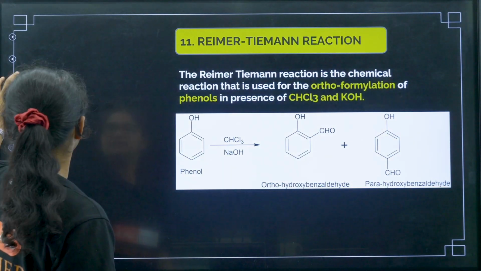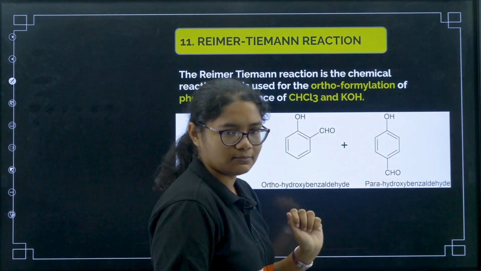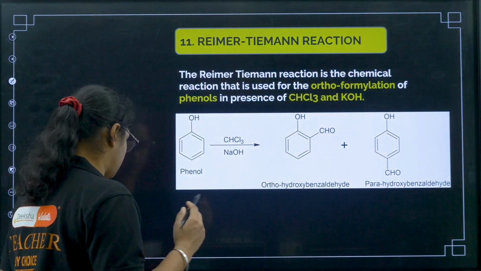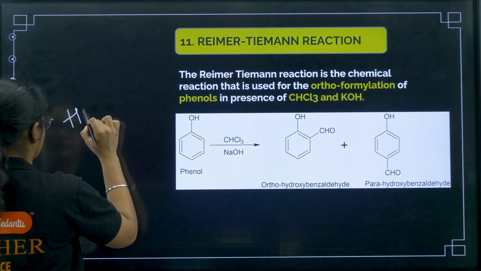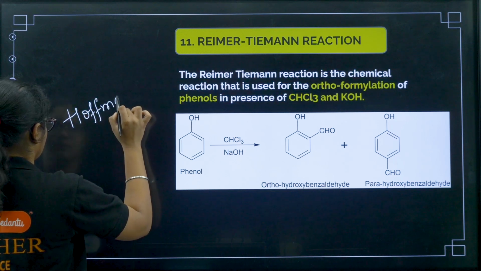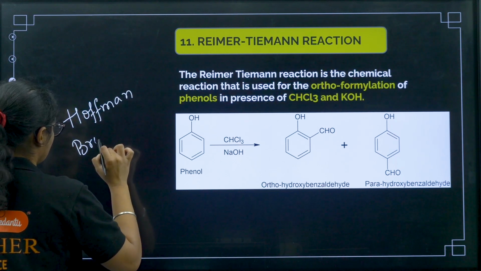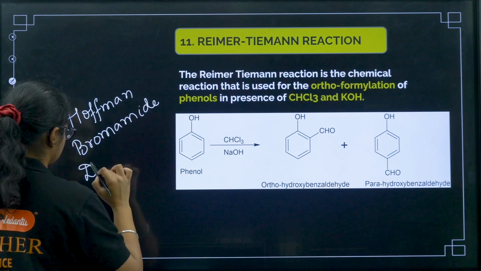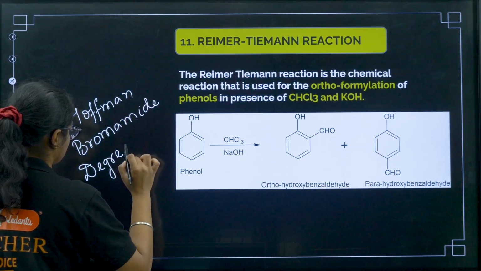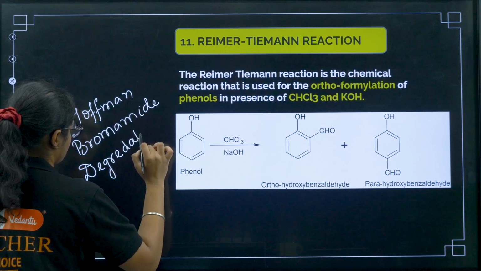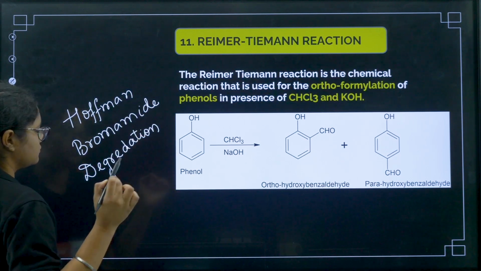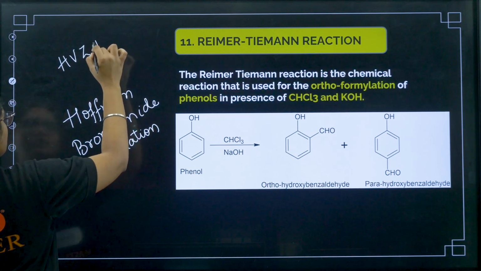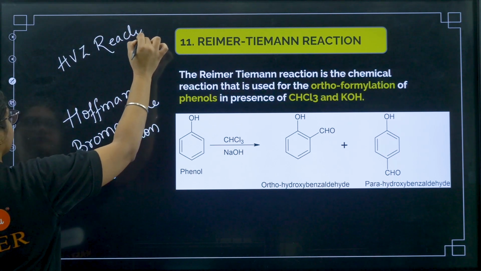Next, after G, I don't remember anything. For H, there is one reaction which I might have missed, or it may be there at the end. But if you have not, just write down this one, Hoffmann bromamide degradation. Any other? Yes, HVZ reaction. So please put a list of these two reactions.